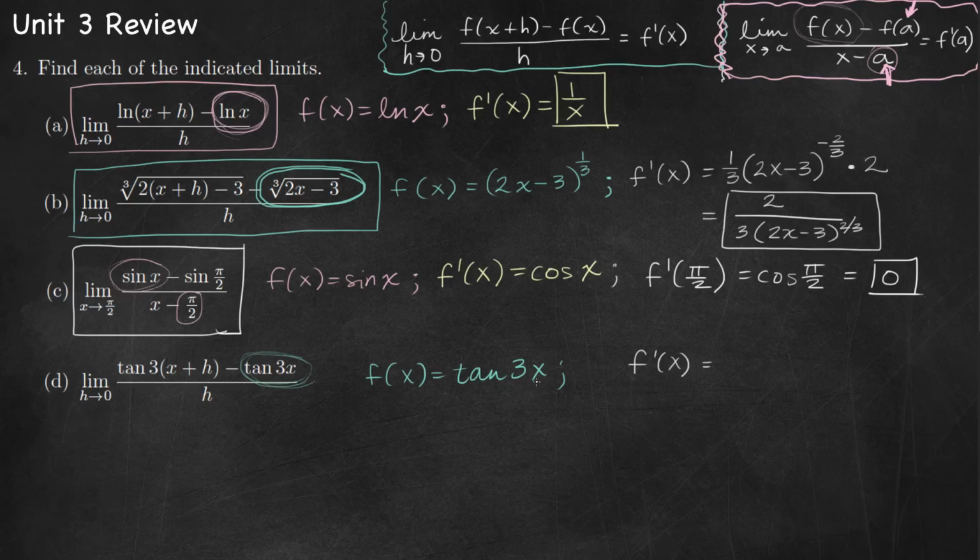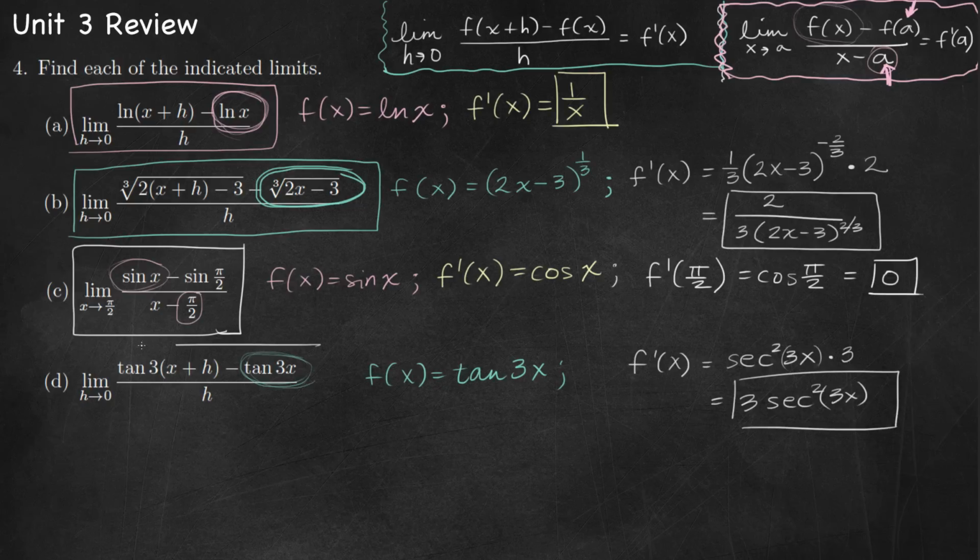It's not just the tangent of x, it's the tangent of 3x, the tangent of stuff. So the derivative of tangent of stuff is secant squared stuff times the derivative of the stuff, and the derivative of the 3x is just 3. So 3 secant squared 3x. And that's going to equal this limit.